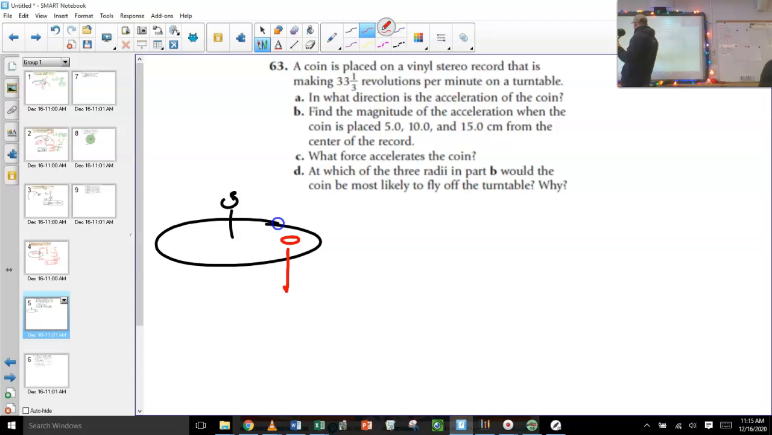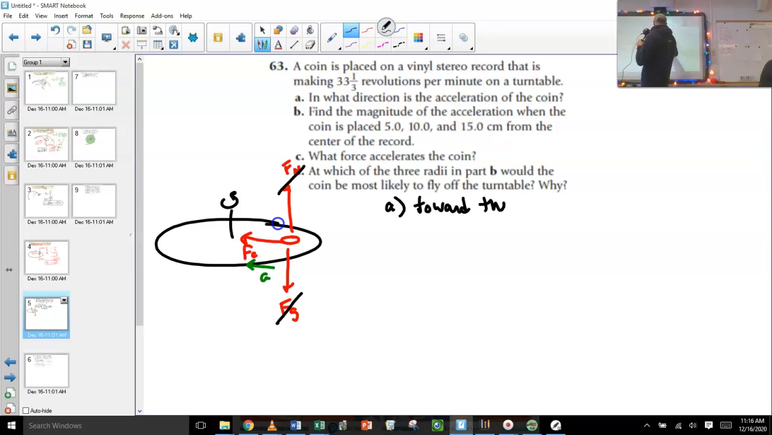So this coin, there's a force of gravity on it. There's a normal force. And then there's a force towards the center we call the centripetal force. These two forces cancel each other. So this is accelerating towards the net force, which is towards the center. So part A, what direction is it accelerating? Toward the center. Objects are always accelerating towards the center when you go in a circle. Part B, find the magnitude of that acceleration when the coin is placed 5, 10, and 15 centimeters from the center of the record.